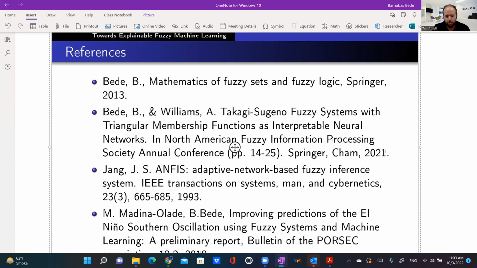I have a quick question before we open up to others to ask questions. I was curious what sort of assumptions or limitations you have on the architecture of the neural net that you are converting to a TS fuzzy system.